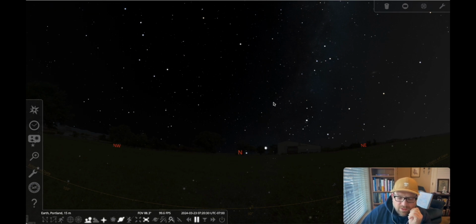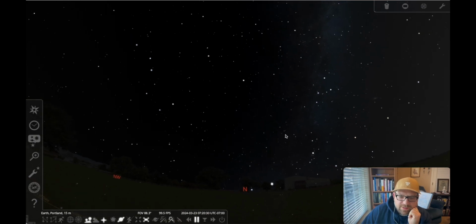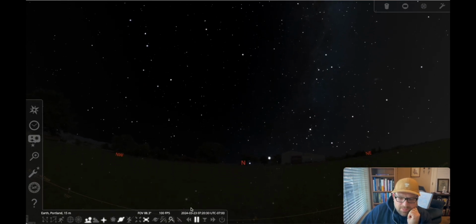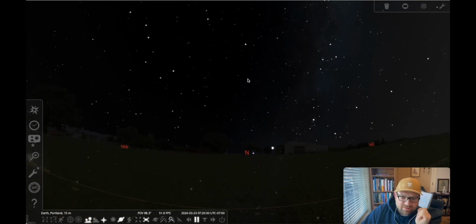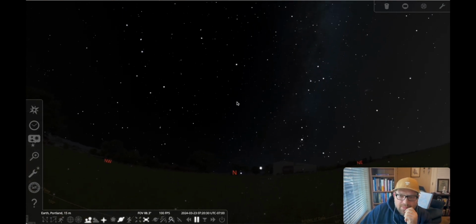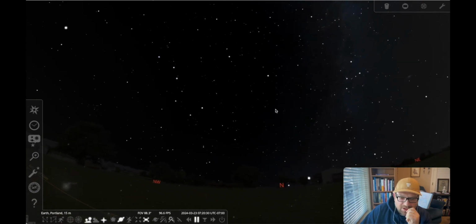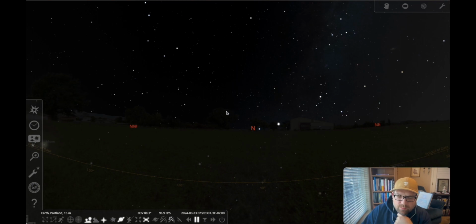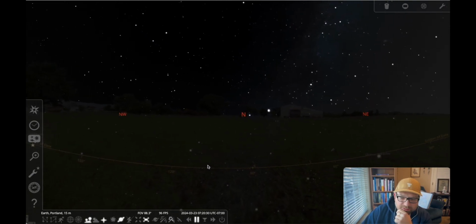So what we're looking at here, this is Portland, Oregon, and we are looking at the northern sky. Now this is 7:20 a.m. It's light out, but I have the sky darkened so we can see the stars. And if we look toward the north, we see stars. But what we really want to look at is this orange line here. This is the ecliptic, so this is the path that the sun takes. And we can see that the ecliptic is below the ground.